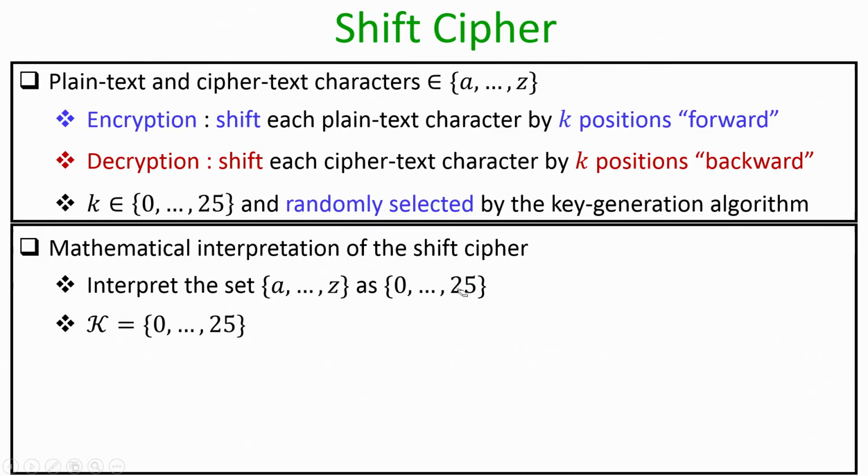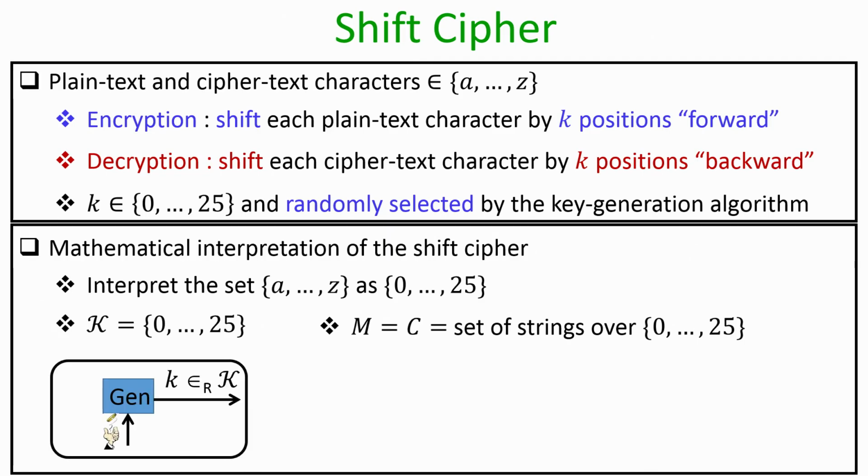Now, the key space here is the set 0 to 25, because the actual value of the shift, namely small k, is going to be randomly selected in this set. The plain text space and the ciphertext space are going to be the set of strings over the set 0 to 25, because my plain text is going to be any English text where the characters of the plain text are mapped to the alphabet in the set 0 to 25. In the same way the ciphertext will be interpreted as some string over the set 0 to 25.